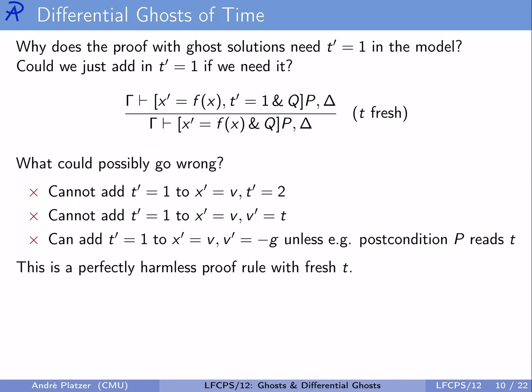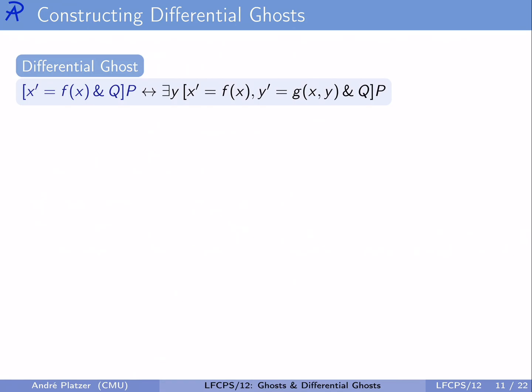For once, the problem with this proof rule now is not one of soundness. The problem now is that it's simply overly specific, and this is a perfectly useful proof rule for adding t prime equals 1 into a differential equation, but suppose we ever want to add any other ODE into the dynamics, this proof rule just won't be general enough. So how about we skip worrying about differential ghosts of time and make it more general right away, investigating proof rules that add much more arbitrary differential equations into the dynamics with the differential ghost proof rule.